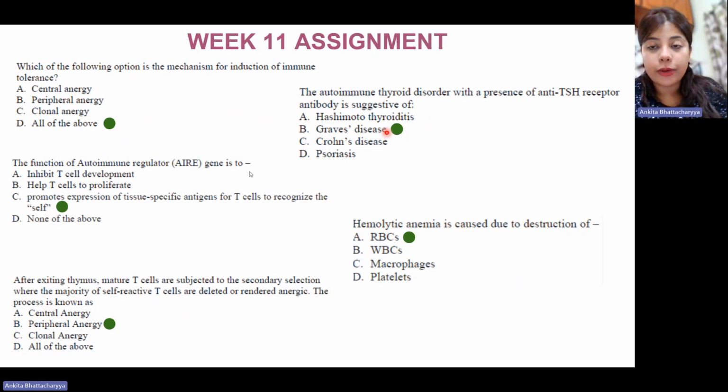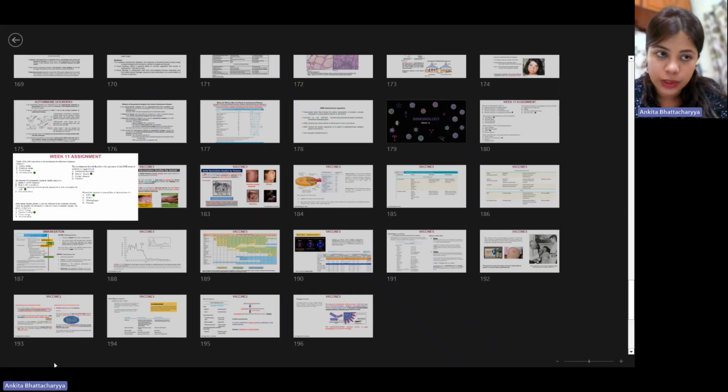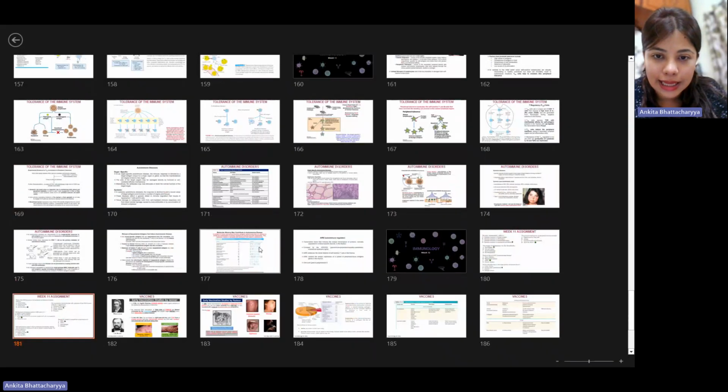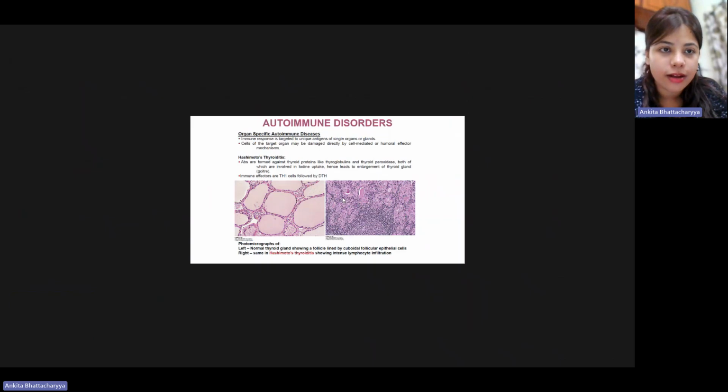The autoimmune thyroid disorder with the presence of anti-TSH receptor antibody is suggestive of, TSH is thyroid stimulating hormone, Hashimoto's thyroiditis, Graves' disease, Crohn's disease, or psoriasis. So again, you would probably remember it, but let's quickly go over to that slide. I think it should be there.